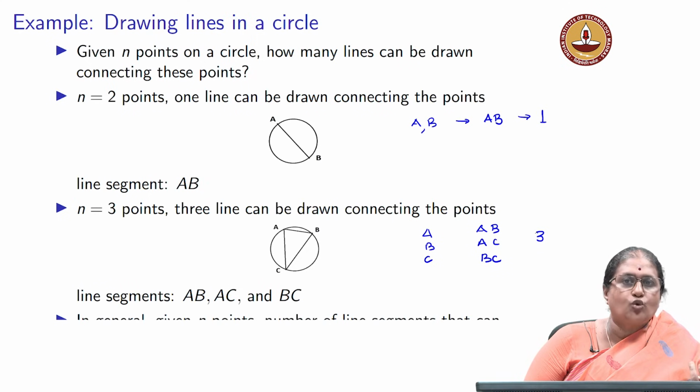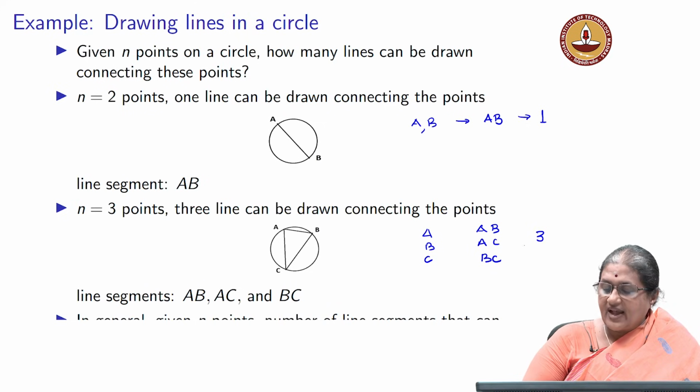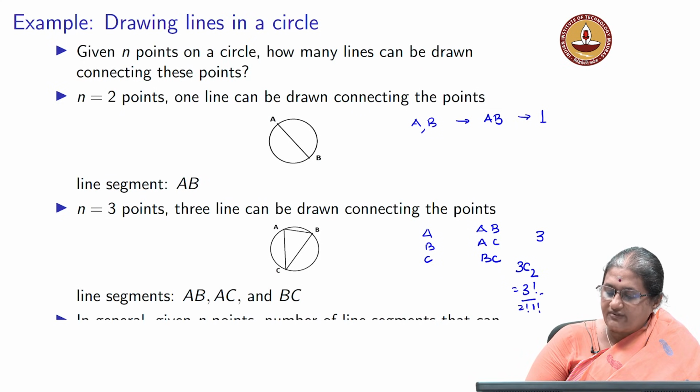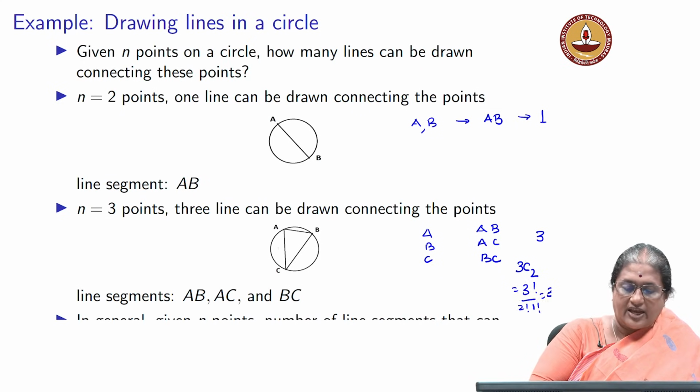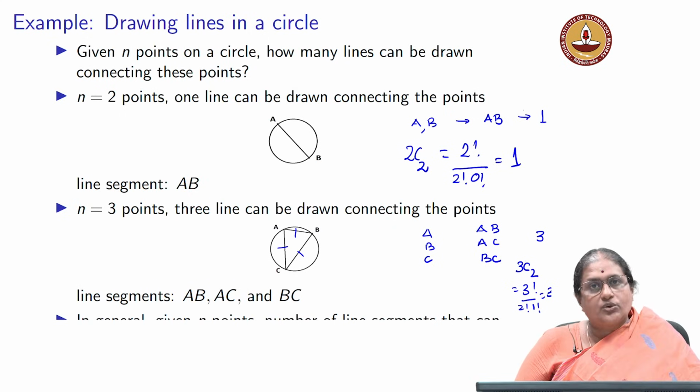I can select 2 points at a time in 3 choose 2 ways, and 3 choose 2, we have already seen, is equal to 3 factorial by 2 factorial into 1 factorial, which is 3. So, I have 3 lines. Here 2 choose 2 is 2 factorial by 2 factorial into 0 factorial, which is 1, and hence I have that number equal to 1.